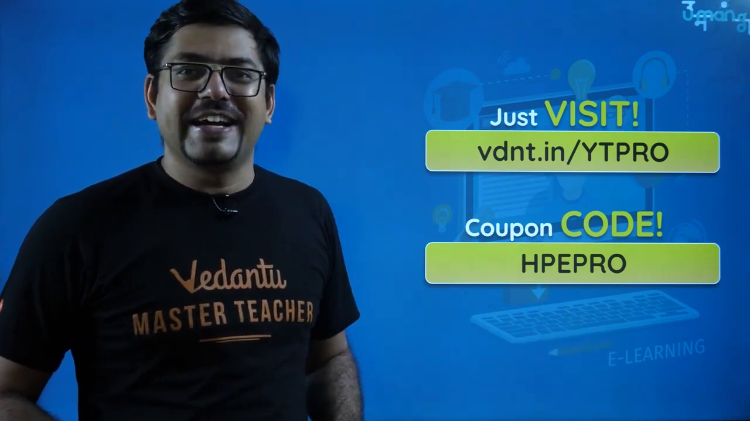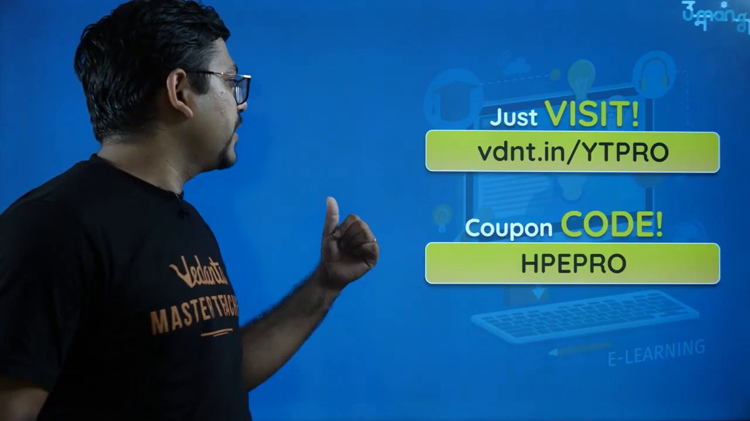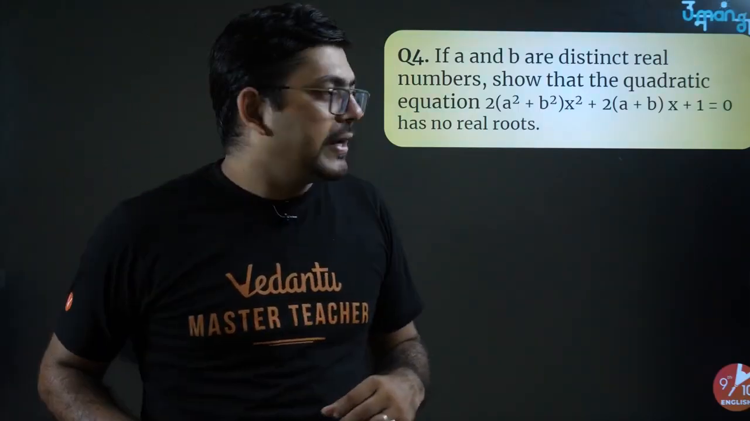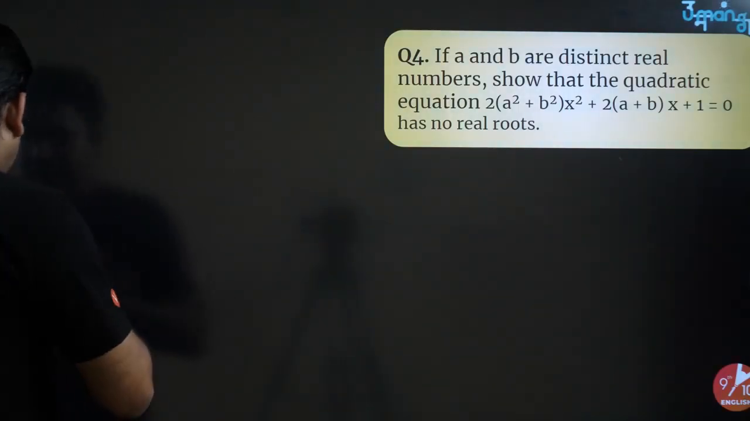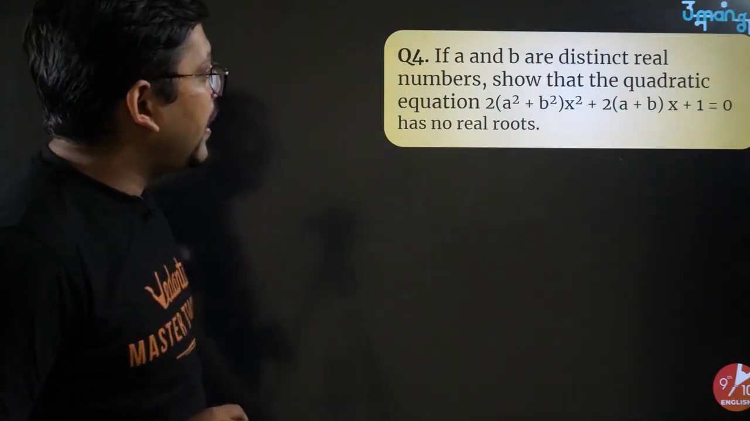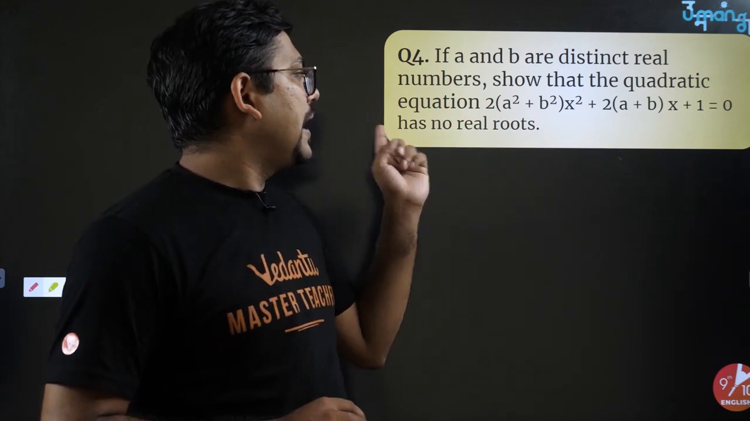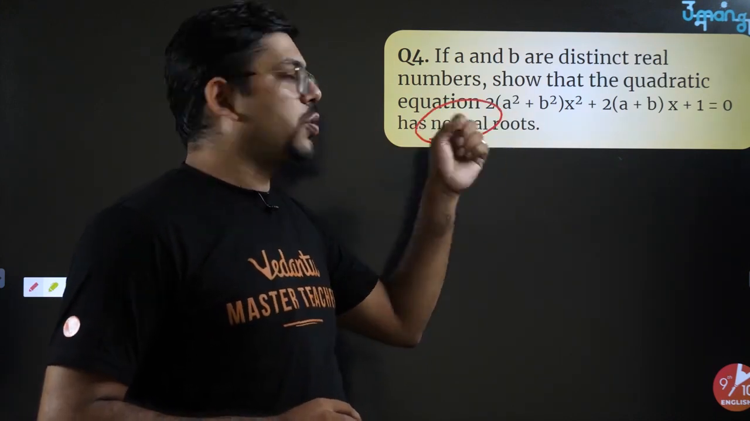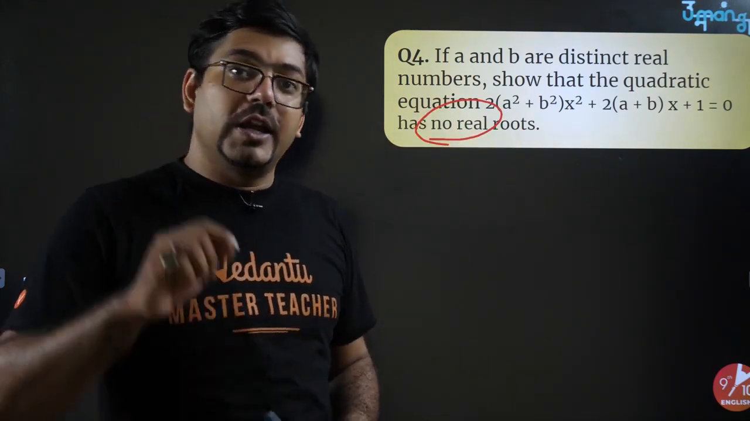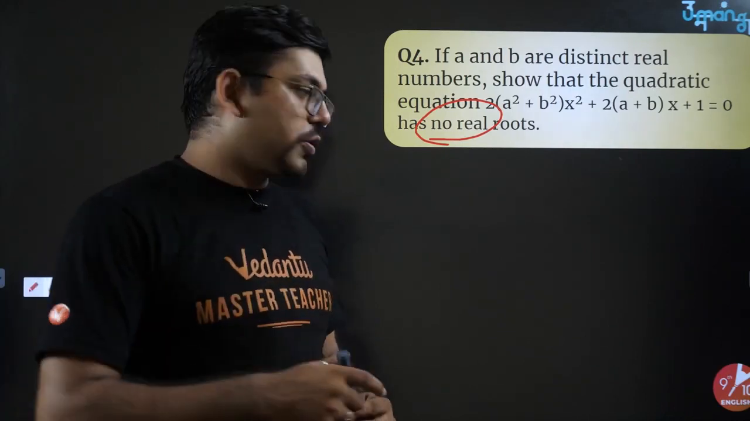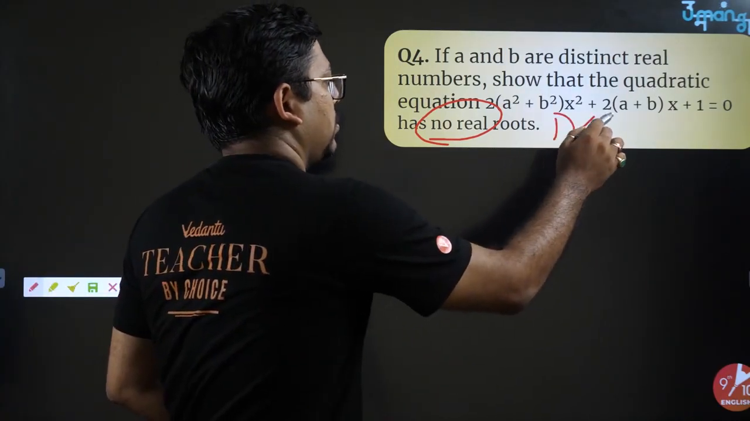Okay, fine. Let's move on to our subject matter. Here we go. So the next question. Next question talks about: if A and B are distinct real numbers, show that the quadratic equation this has no real roots. No real roots. The question is already saying it has no real roots. You have to just show it. Means you have to actually show that d is going to be negative here.